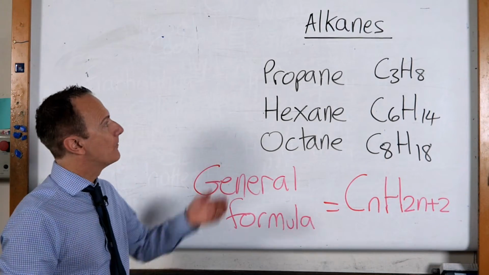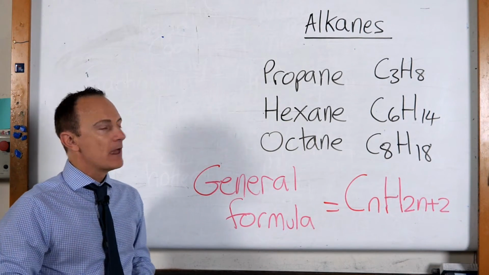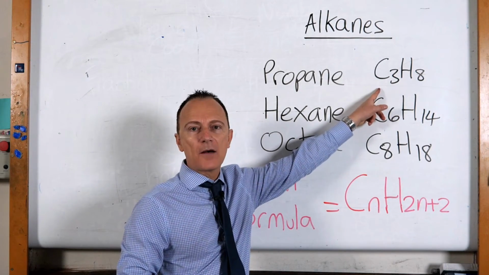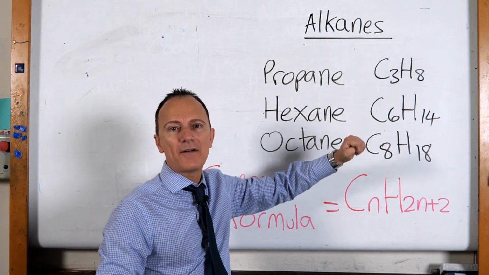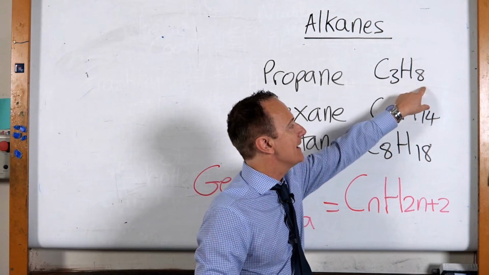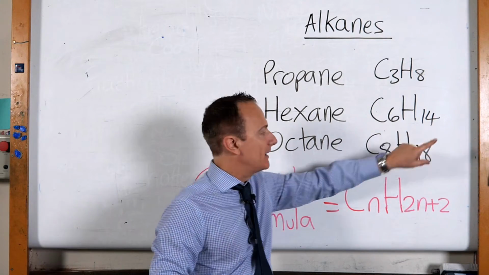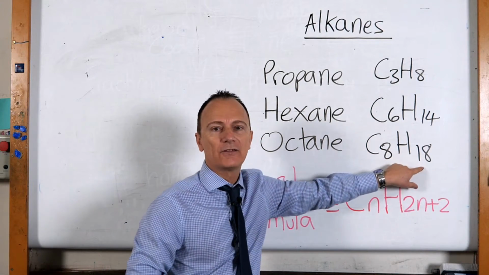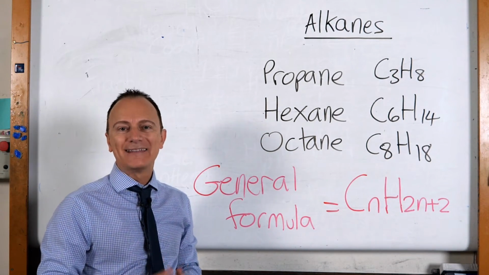I've just picked out some alkanes here and written their molecular formulas next to them, and we can see a pattern. And that pattern is, whatever the number of carbon atoms is, if we double that number and add 2, we get the number of hydrogen atoms. So double 3 is 6, add 2 is 8. Double 6 is 12, add 2 is 14. 8 times 2 is 16, add 2 is 18. So to get the number of hydrogen atoms, double the number of carbons and add 2.